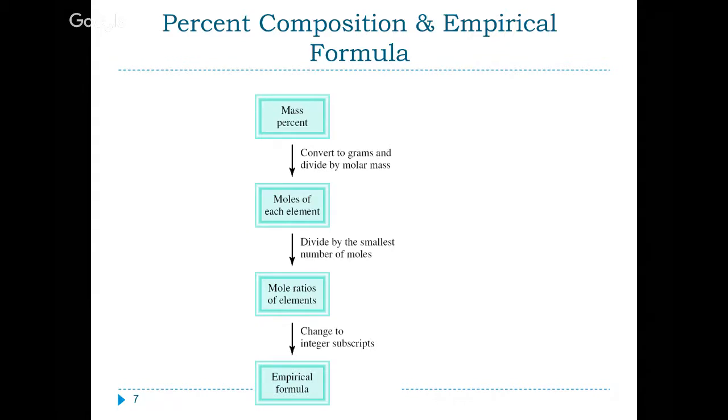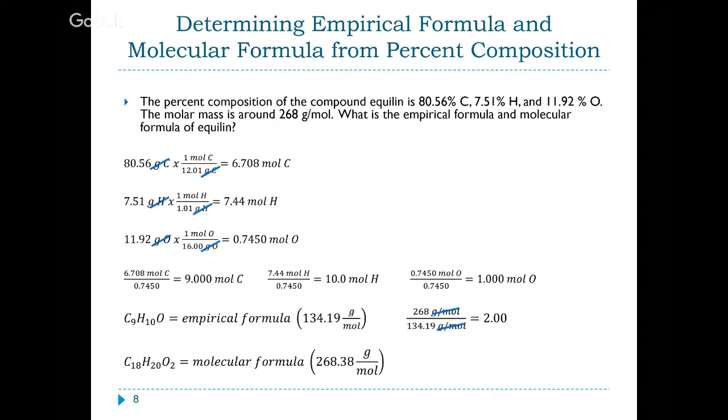So how do we apply this? The percent composition of the compound equilin is 80.56% carbon, 7.51% hydrogen, and 11.92% oxygen. The molar mass is around 268 grams per mole. What is the empirical formula and molecular formula of equilin?